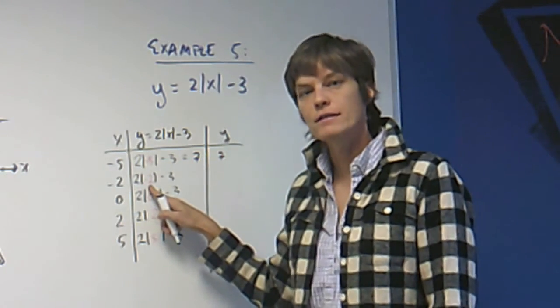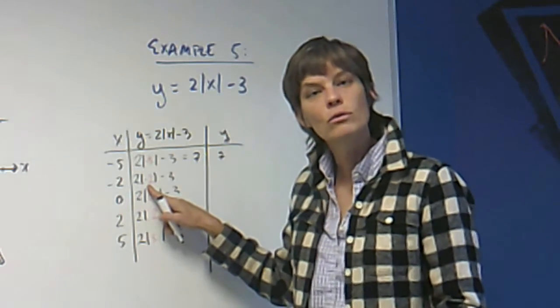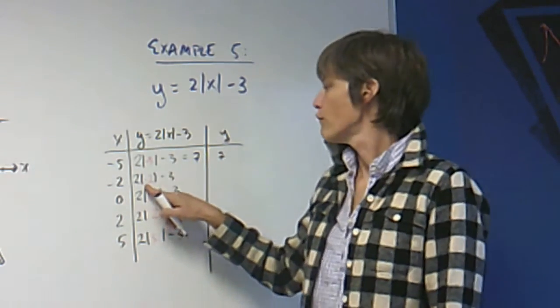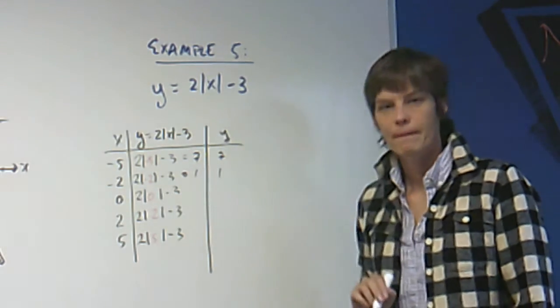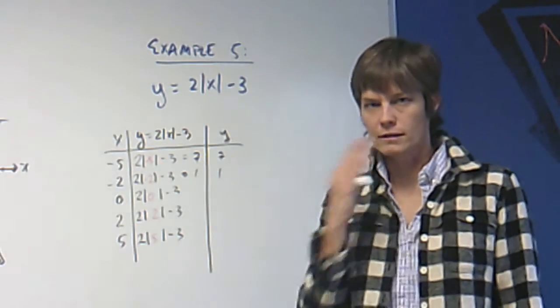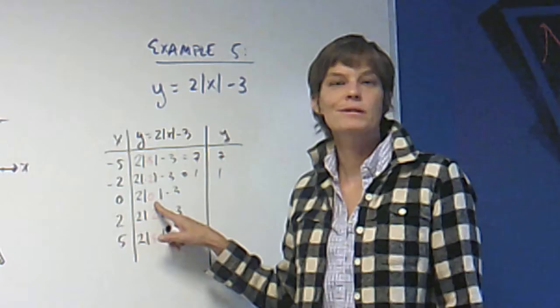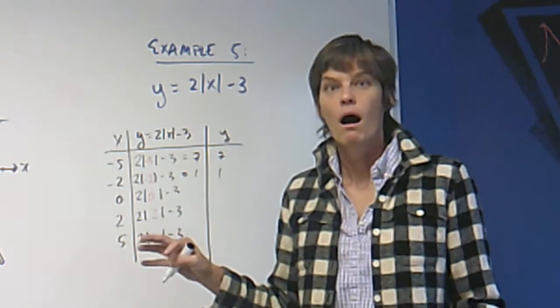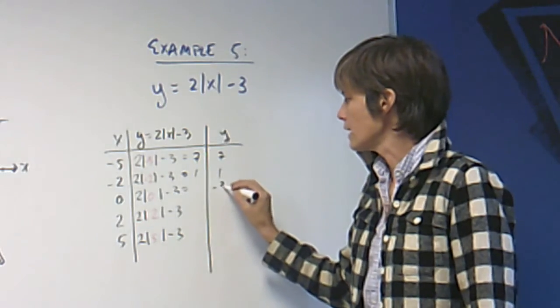Absolute value of negative 2 is 2. 2 times 2 is 4. 4 minus 3 is 1. Okay? I would write all this out, but there's just not room. So you've got to listen, or compute it yourself. Absolute value of 0 is 0. 0 times 2 is 0. 0 minus 3 is negative 3.